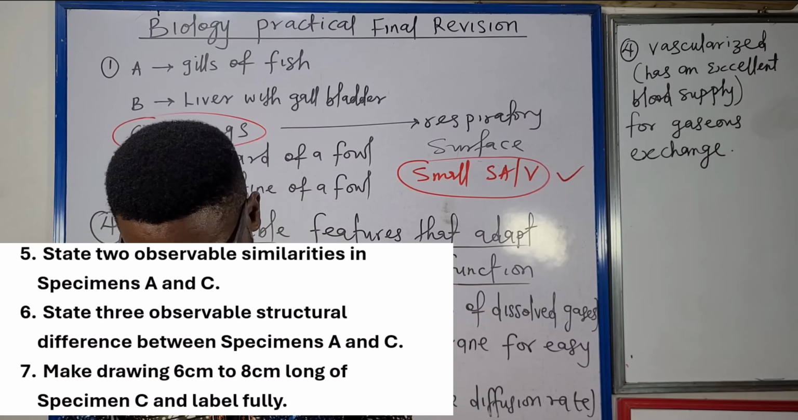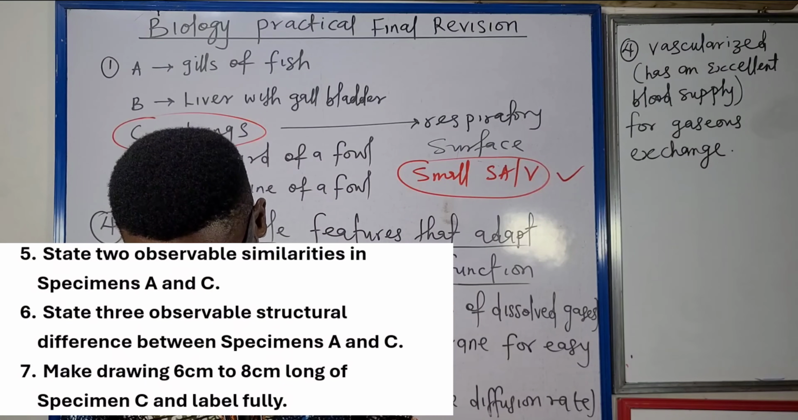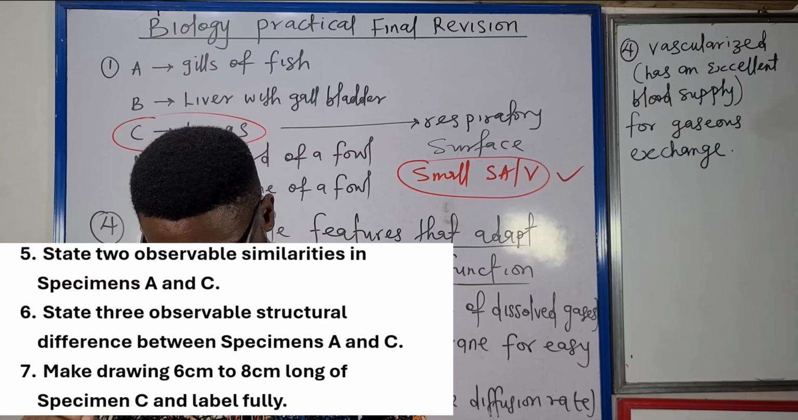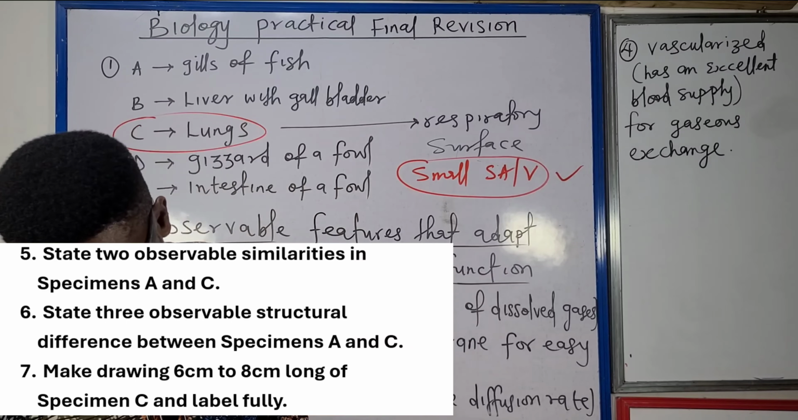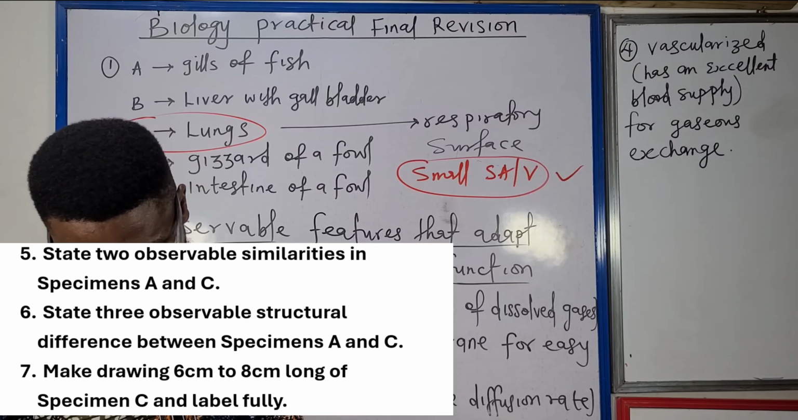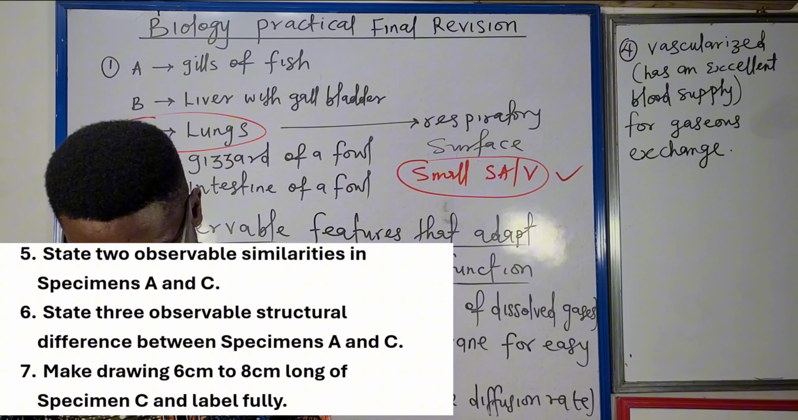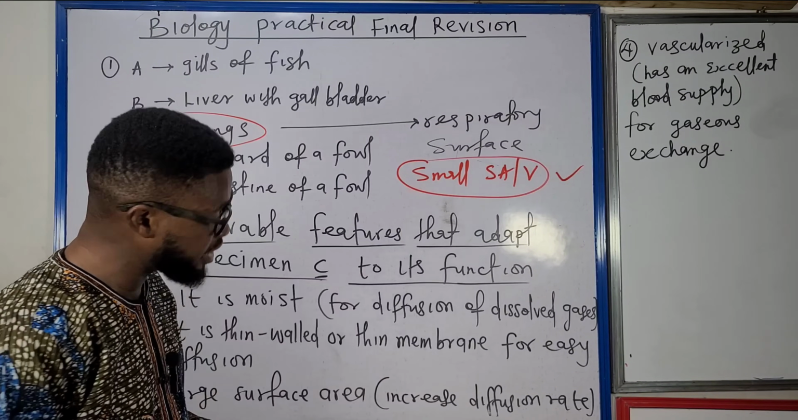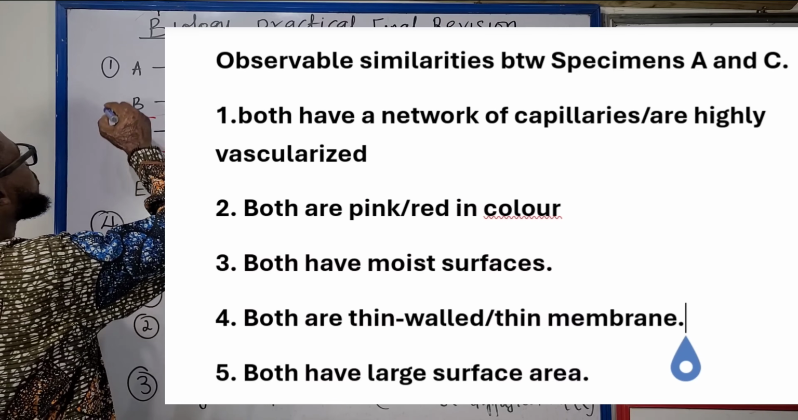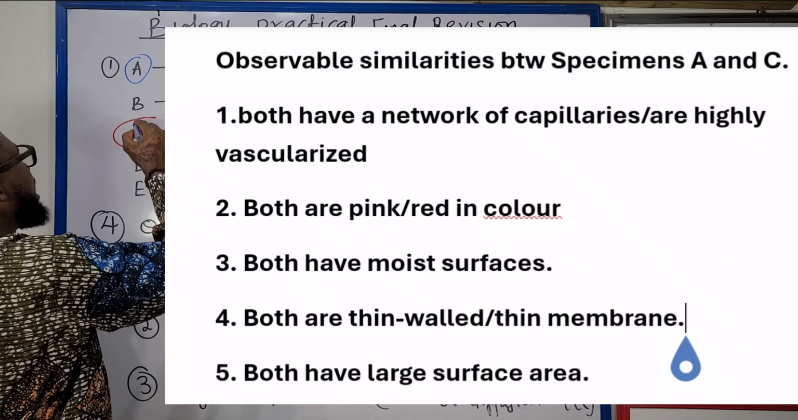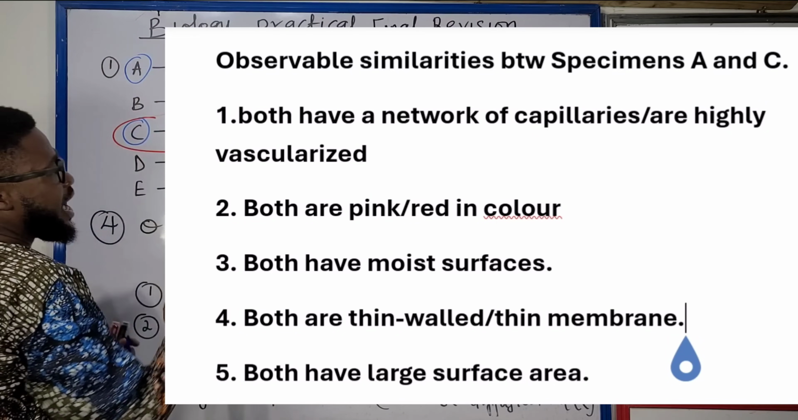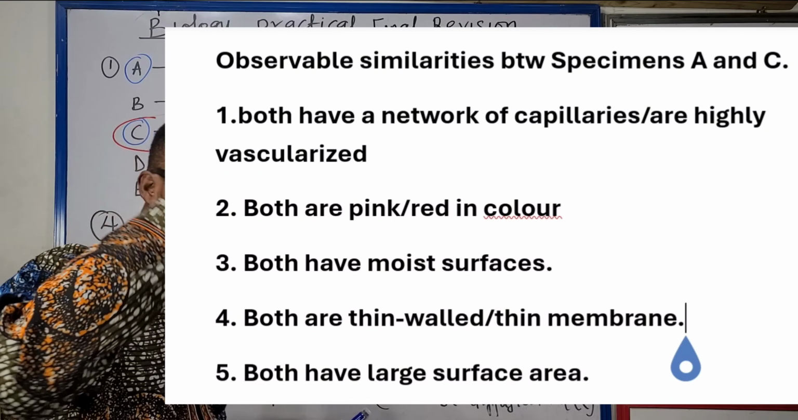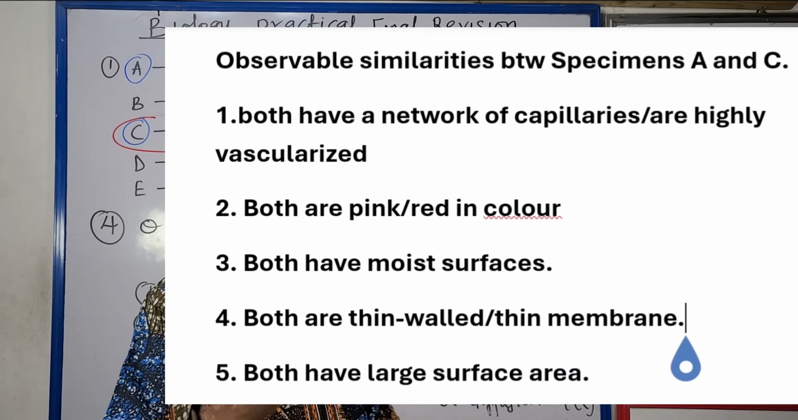Okay, to the next question, talking about question 5 and 6, we can take that together. We were told to state similarities that we can observe between specimen A and C, and for question 6 we were told to state 3 structural differences that we can see between specimen A and C. So this here is talking about specimen A and specimen C. What are the observable similarities we can see, and what are the observable structural differences that we can see?